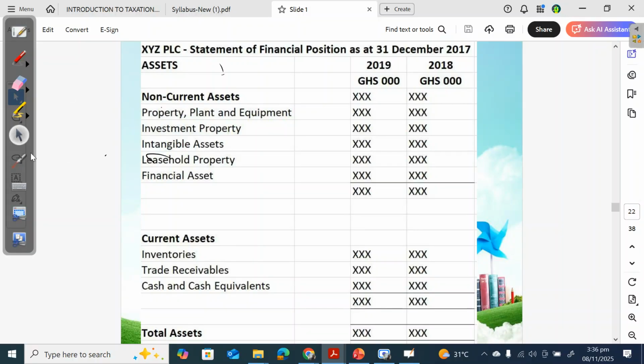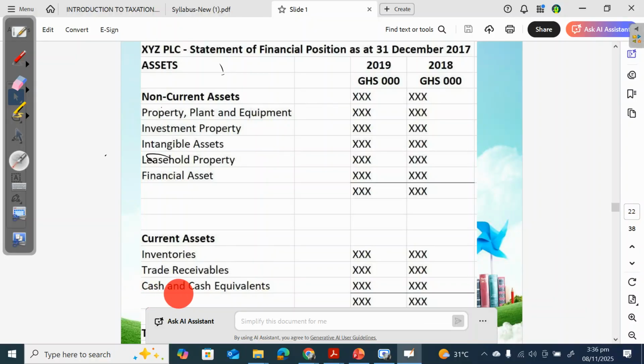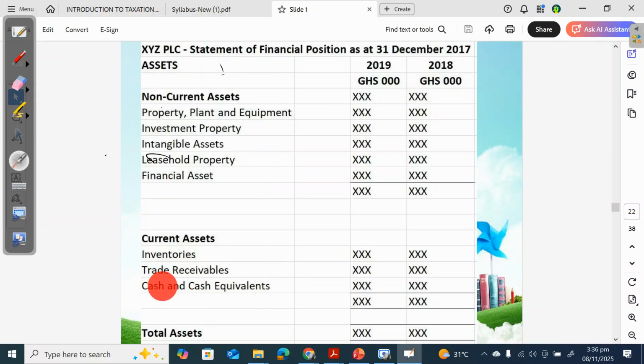If you take PPE, property, plant, and equipment, there's a standard for it. Investment property, there's a standard for it. Intangible assets, there's a standard. Leases, the leasehold property, there's a standard. Financial assets, there's a standard. Inventories, there's a standard for it. Trade receivables, there's a standard. Cash and cash equivalents fall under financial instruments, like this and this. What else?